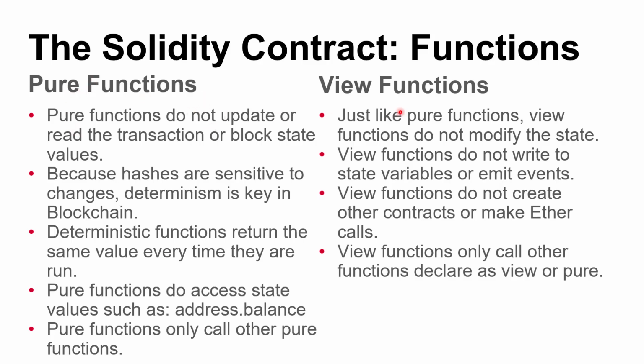Pure functions and view functions. So determinism is a big part of blockchain programming. Deterministic functions return the same value every time. And that's very important when we talk about blockchain. So it's key in blockchains. So with pure functions, the idea here is they always return the same value every time.